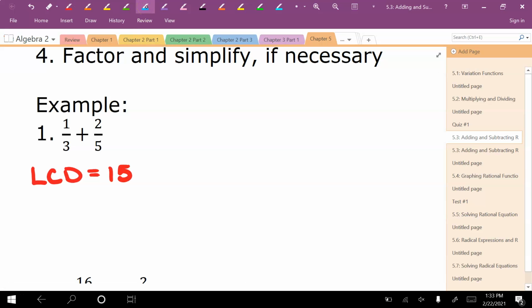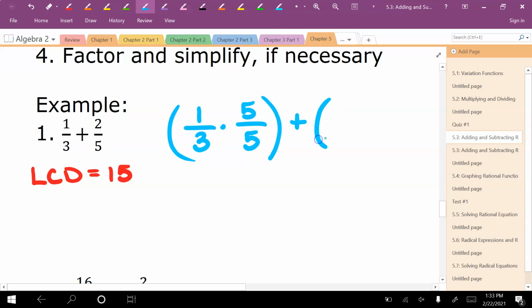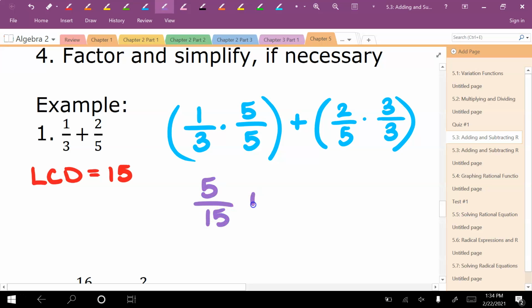So tell me then, how do you get 1/3 to have 15 on the bottom? Good. What do we have to do to the second fraction then? Good. Take that first fraction times 5, take the second fraction times 3. So now it's going to say 5/15 for that first fraction plus 6/15. Now they have common denominators, so if I add them, what's my final answer going to say?